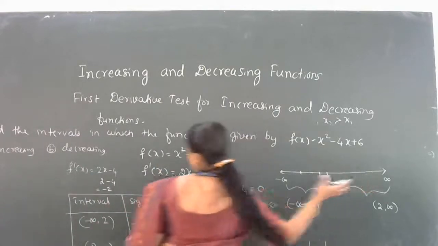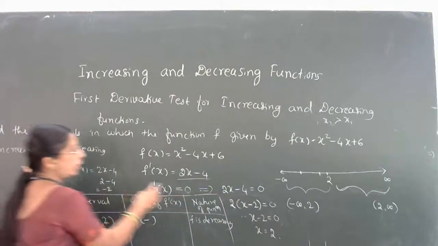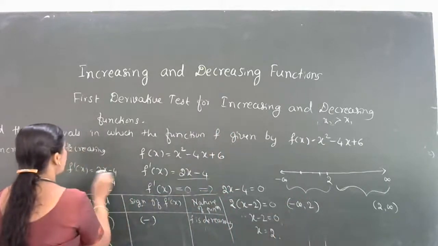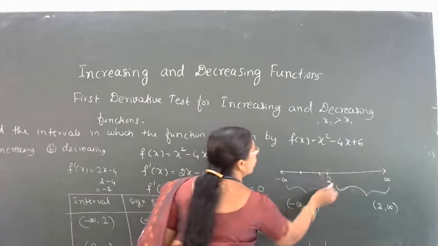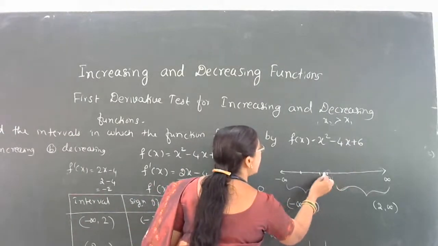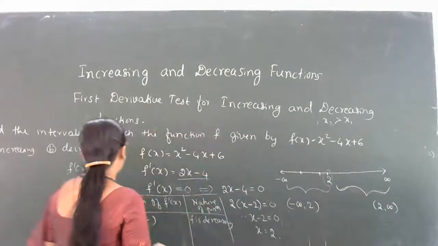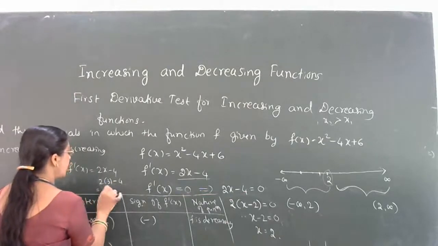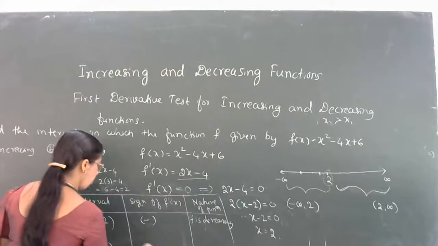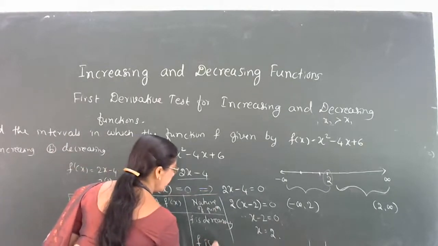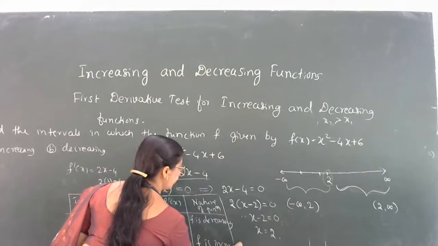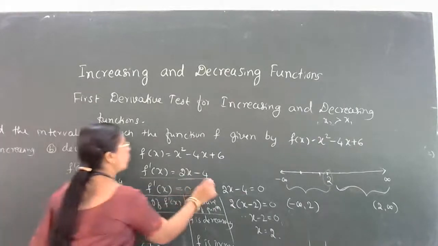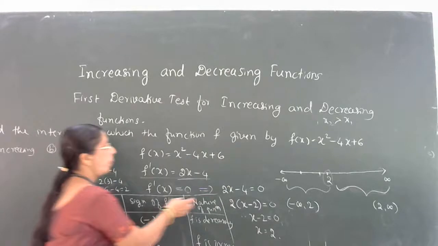But here, for 2x minus 4, we take values greater than 2. You can't take 2 itself, but 2.1 or 2.3 etc. Here, 2 into 3 minus 4 is 6 minus 4, which is equal to 2. It's positive. Therefore, f is increasing.